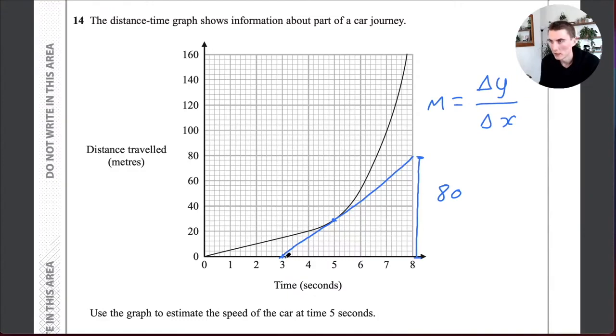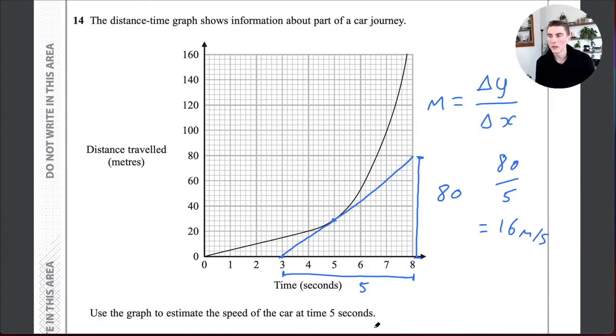And then my x-axis, my time, has gone from 3 to 8. So 5 seconds. So I just do 80 divided by 5, which I think is 16 meters per second. I do meters per second, sorry, because this is in meters. Like this is 80 meters. And time is in seconds. So it's meters per second. If it was kilometers and hours, then I'd have kilometers per hour.